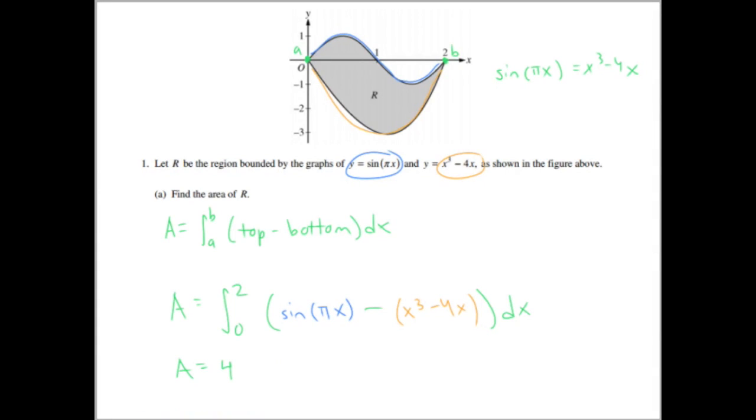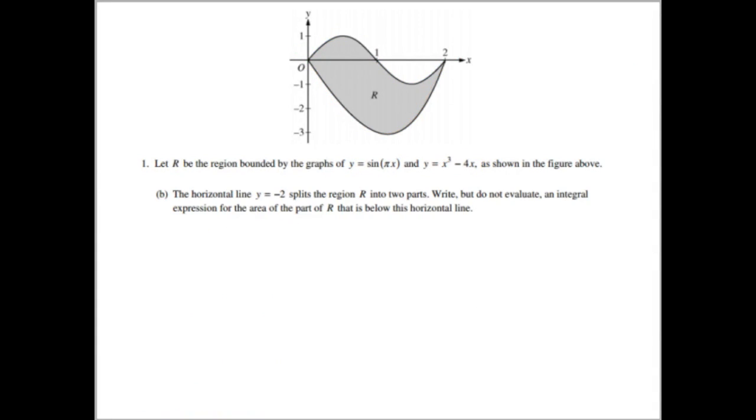So on to the next question, part B. The horizontal line y equals -2 splits the region R into two parts. Write, but do not evaluate, an integral expression for the area of the part of R that is below this horizontal line. So we have a horizontal line here, and we're trying to find the area of this region right here. To do this, we can use this again: area equals the integral from a to b of the top minus the bottom.